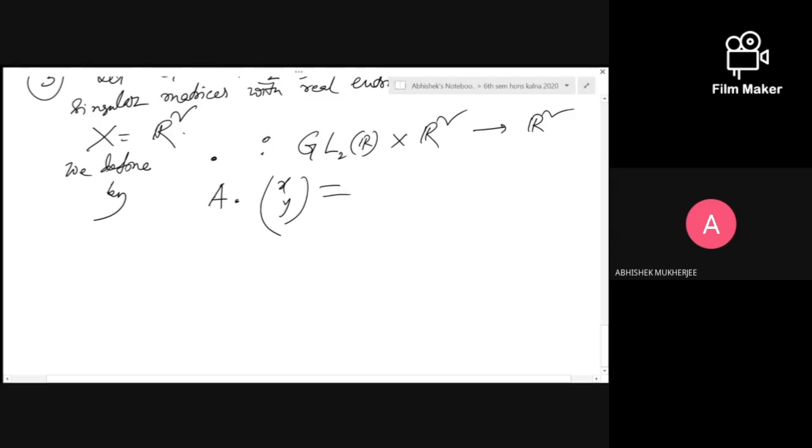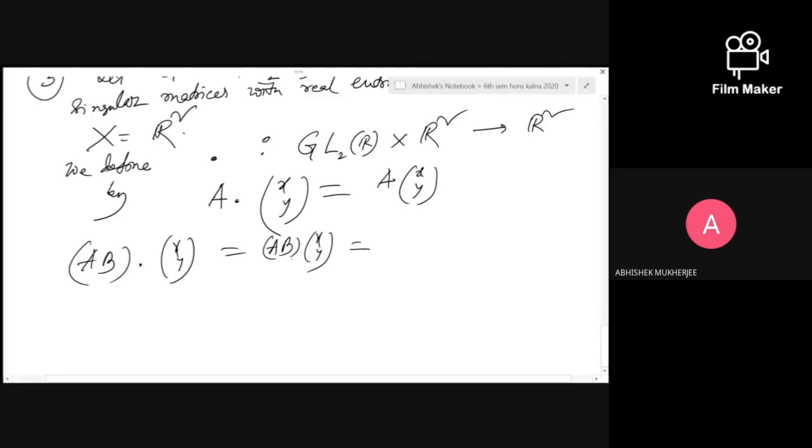So A dot (x, y) goes to the matrix multiplication of A with the column vector (x, y). So this is your action. Now we shall check that if we consider 2 matrices A, B, then what will happen? Then (AB) dot (x, y) is AB multiplied with (x, y).